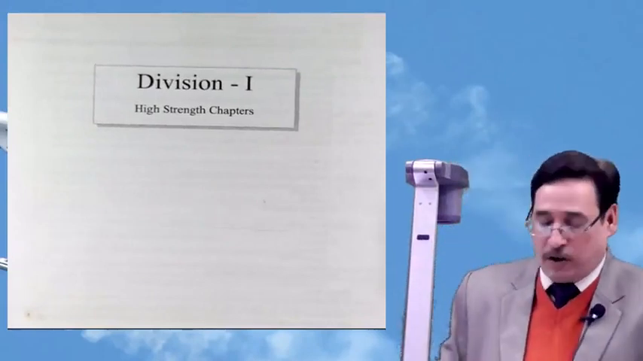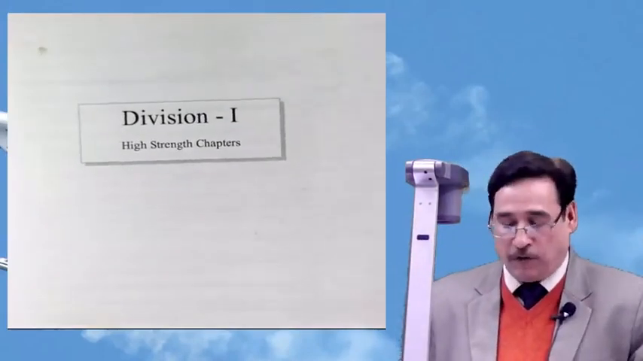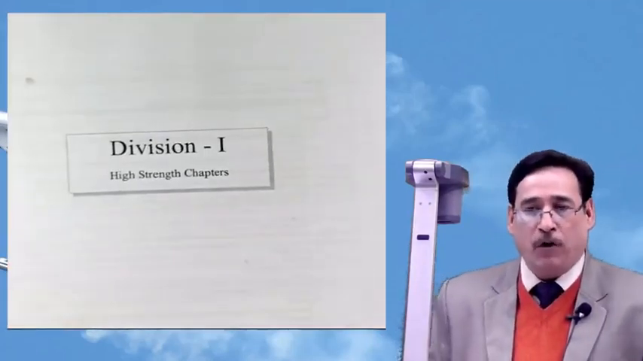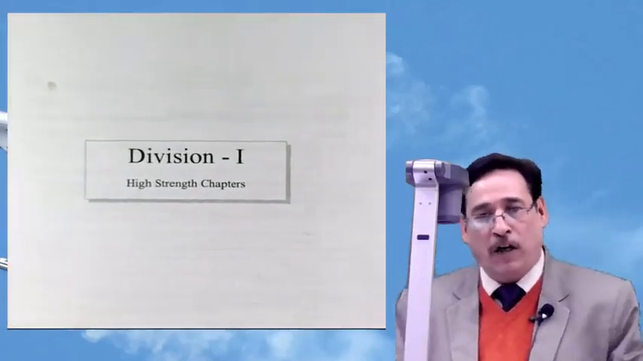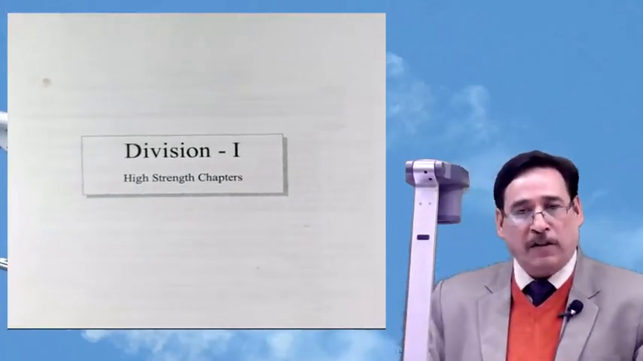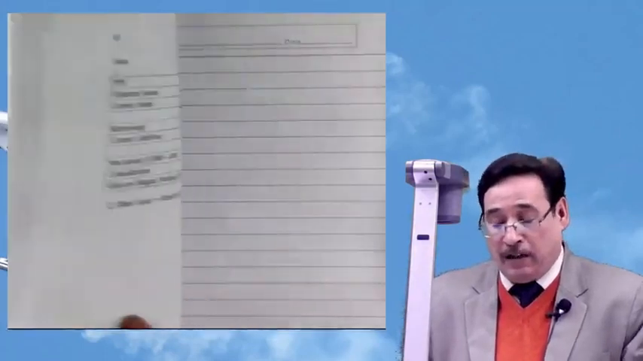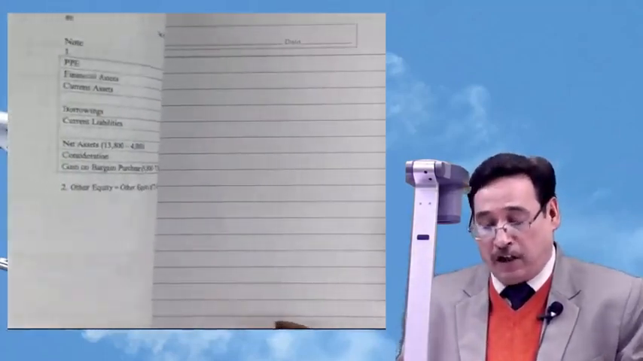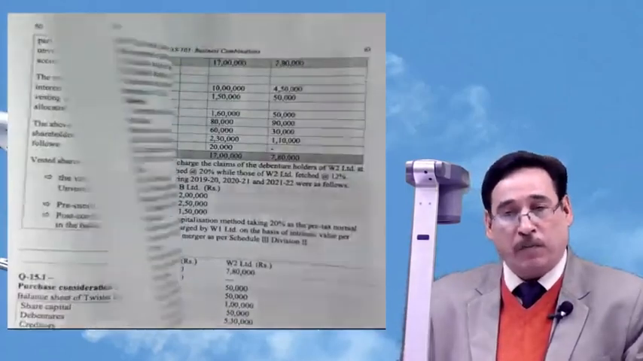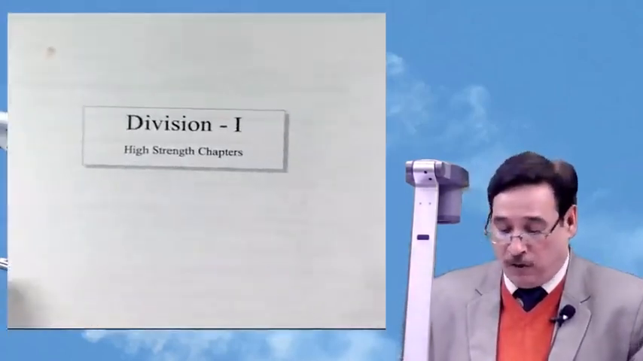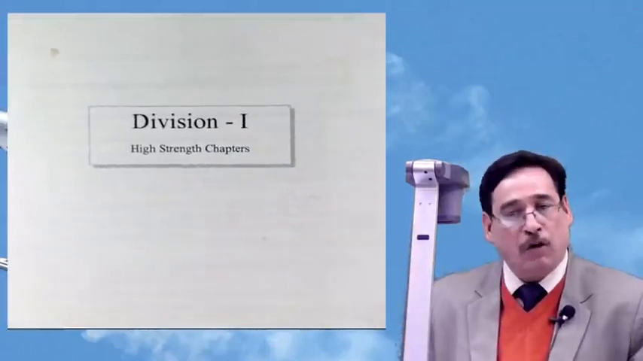So right on your screen, what you are looking at is division 1. These are the modules which I have extracted from my book, Financial Reporting Made Easy, published by Bharat Law House. These notes are also with you, and they comprise nearly 80 pages. This particular chapter, business combination, takes up nearly 80 pages, and more than 100 questions have been incorporated in it.